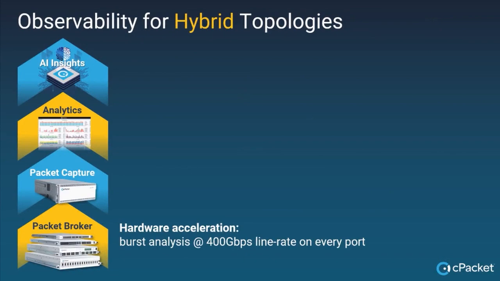So we always start the conversation at the packet broker layer. Our broker layer is all about packet acquisition and aggregation. And our packet broker actually has the ability to go up to 400 gigabits per second at line rate with burst detection on every single port. In fact, all of our ports are actually backed by ASICs and FPGAs. So we're able to really process packets with absolutely minimal latency to get you real-time packet analysis as fast as possible and reliable delivery to your tool sets.